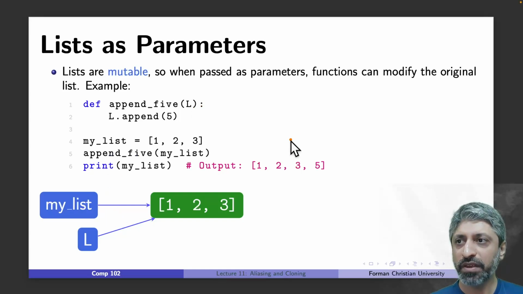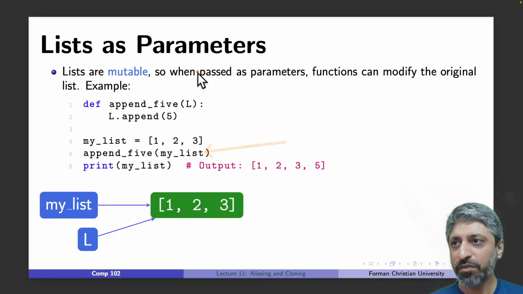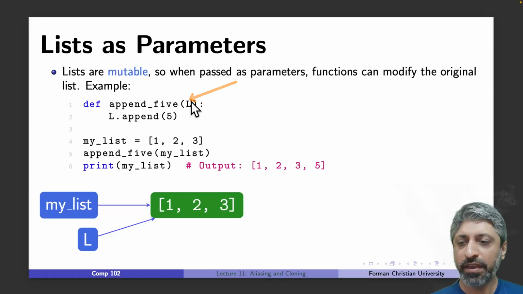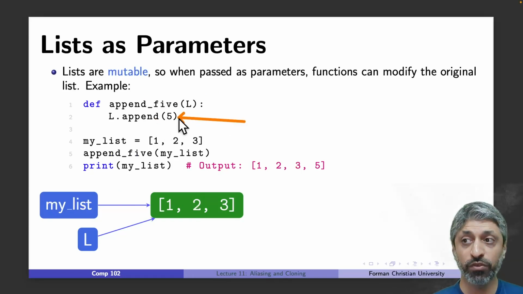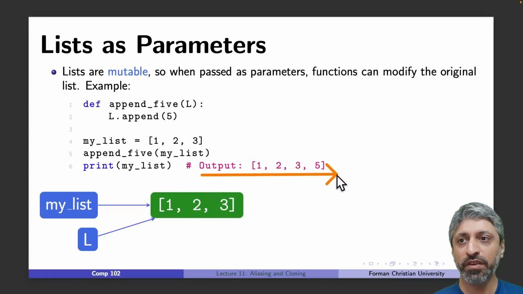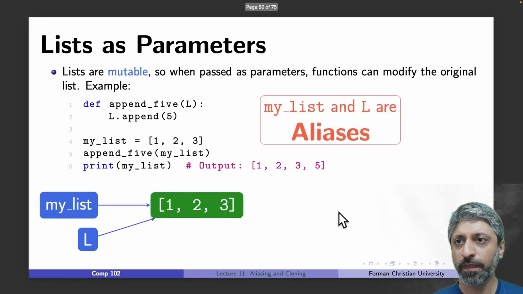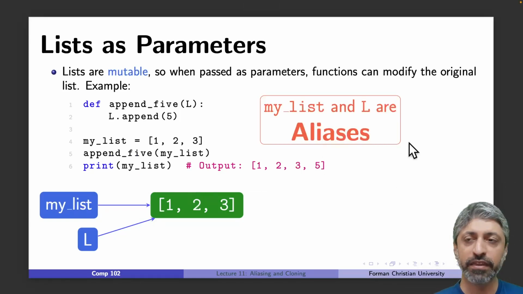Here, for example, you can see that you have created a list and then you have passed this list as a parameter. Now this parameter is going to be L, and this L and my list, they are both aliases to the same underlying object. So when you modify the parameter, it is actually going to modify the original global list, and the output is going to be 1 2 3 5, even though we have not explicitly modified my list anywhere. But this is what's happening under the hood. My list and L, they are aliases.